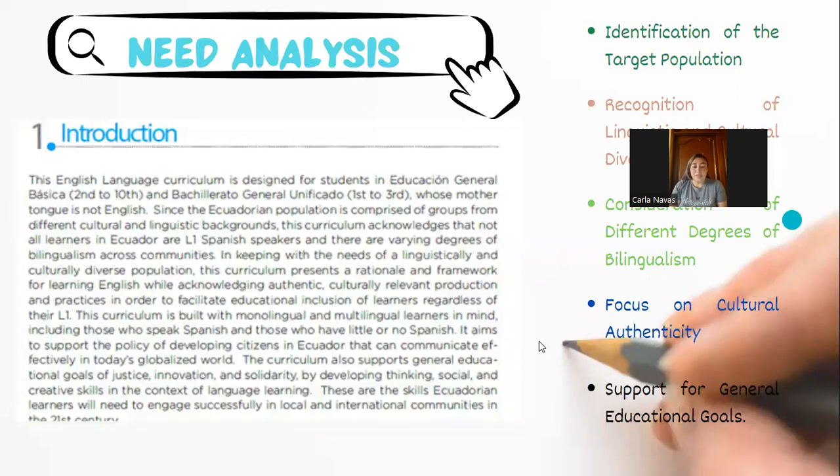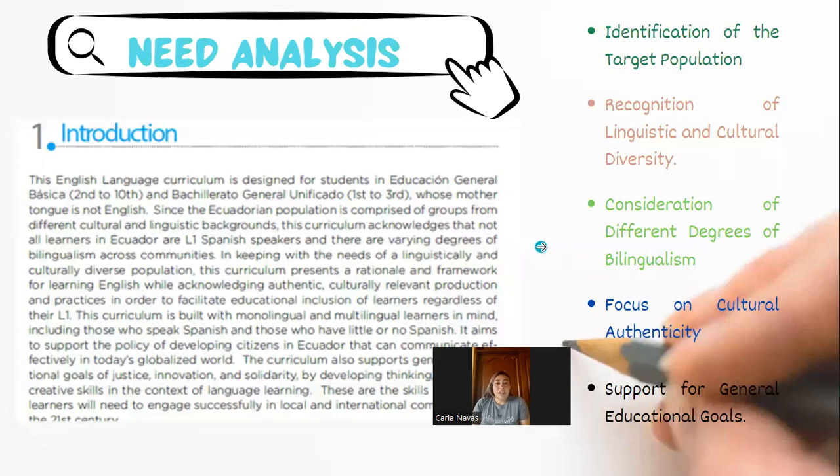Need analysis. We found the need analysis in the introduction part. We found it because in this part there is an identification of the target population, that the curriculum is designed for students in Educación General Básica and Bachillerato General Unificado in Ecuador, whose mother tongue is not English. This indicates an awareness of the target population and establishes the context for the specific needs of the students.